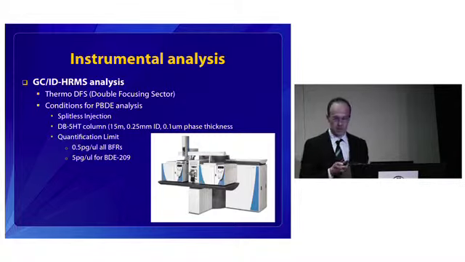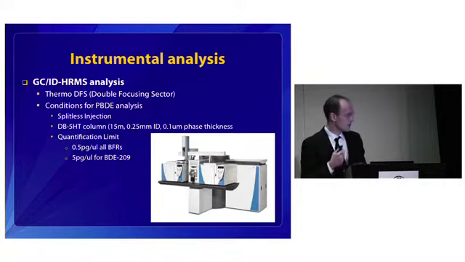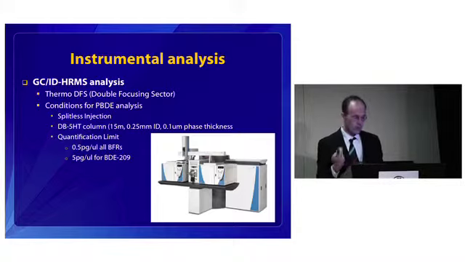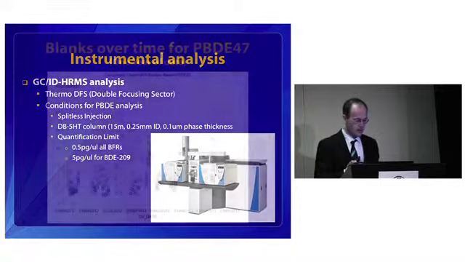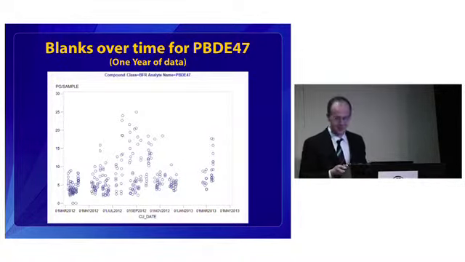The conditions for PBDE analysis are splitless injection using a DB-5HT column. It's a short 15-meter column with a thin stationary phase. And our quantification limits, which are maintained over a longer period of time, we can go lower than this, but this is our standard limit that we use. It's 0.5 picogram for all BFRs excepting 209, with a higher limit of detection. And our great hope with chrysosome compression is boosting our sensitivity for 209, I think that's very much doable.